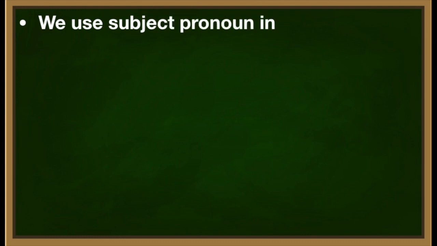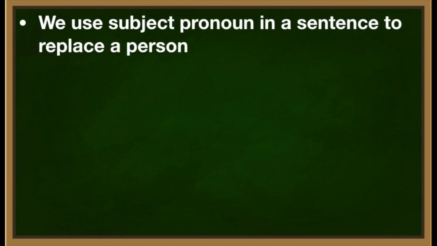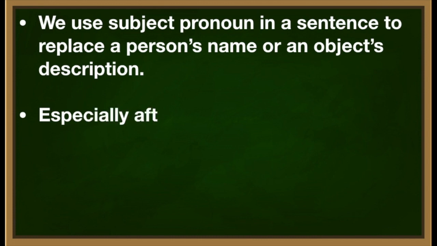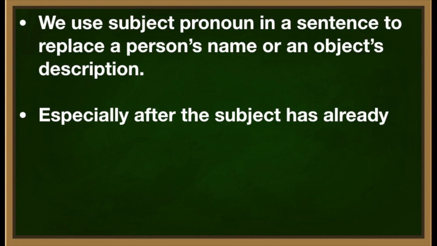Let's get started. Today's lesson is about subject pronouns. We use a subject pronoun in a sentence to replace a person's name or an object's description. For example, Sarah, Bob, the computer, the cat. We replace the name with the subject pronoun, especially if they have been introduced before.